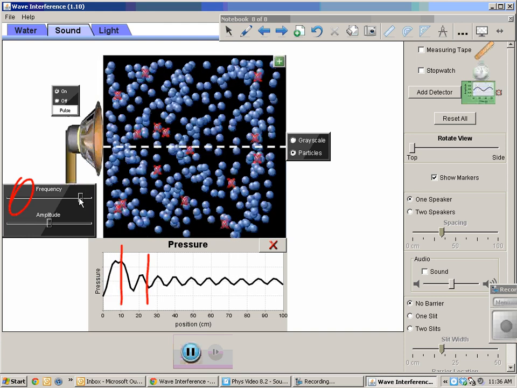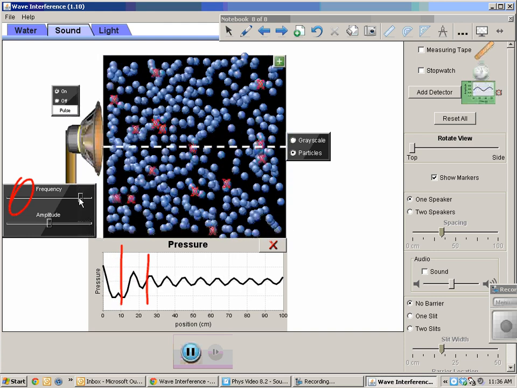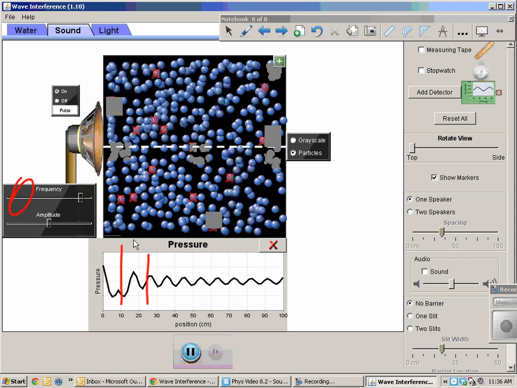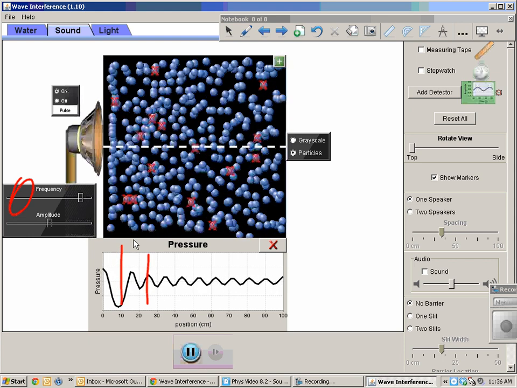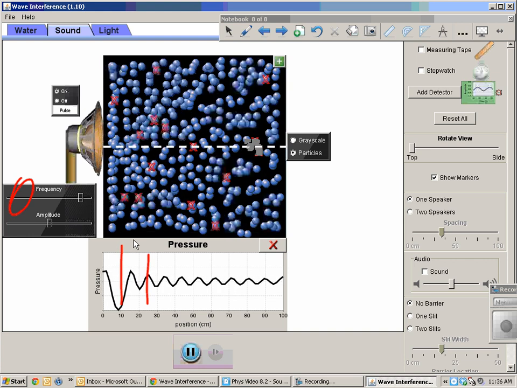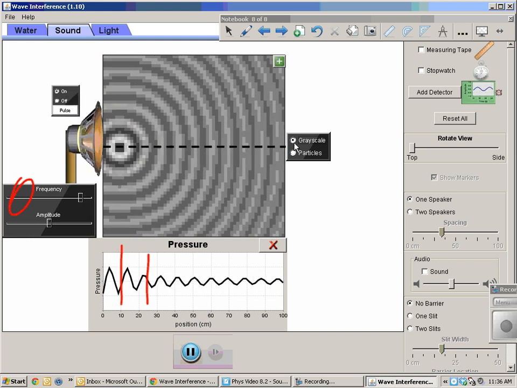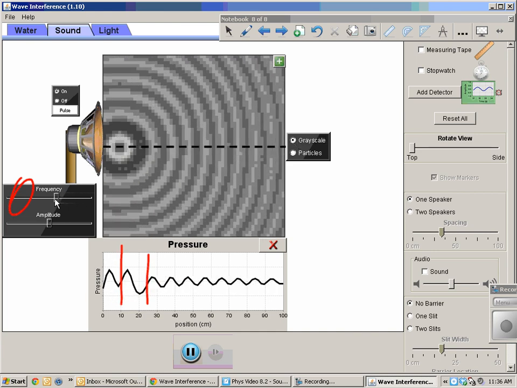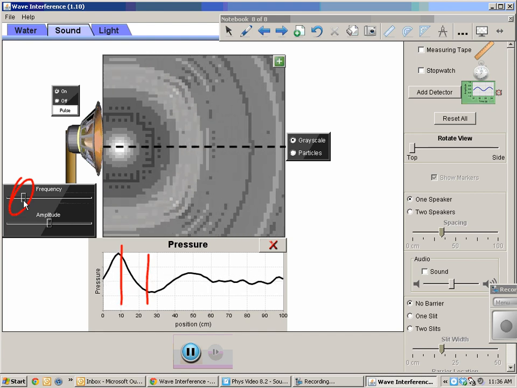Cool. You can see that the pressure decreases as you get farther away. You're losing energy. Unfortunately, the drawing here, you really can't even see what's going on because the compressions and rarefactions are so close together you can't even distinguish between them. If we switch to grayscale, you can see a little bit better. Let me decrease my frequency and you'll be able to see the waves get longer.